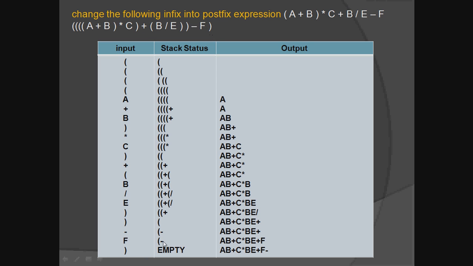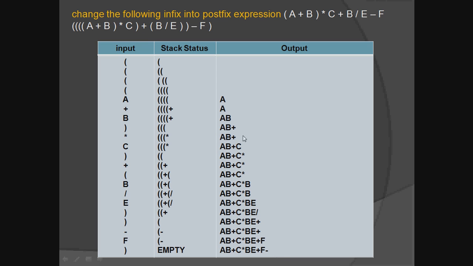So now everything will be popped out, that is, the minus will come out first, and then the bracket. So now the stack will be empty. Once the stack is empty and there are no more input values to be entered, the stack will become empty, and then the infix expression converted to a postfix expression will look like this.